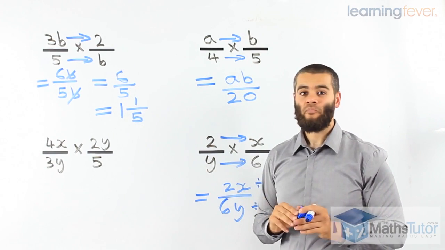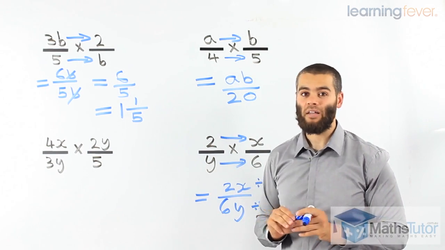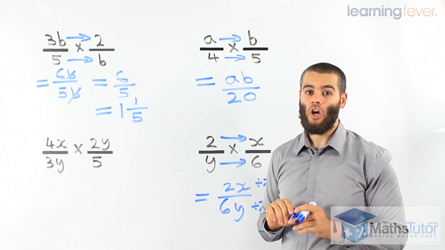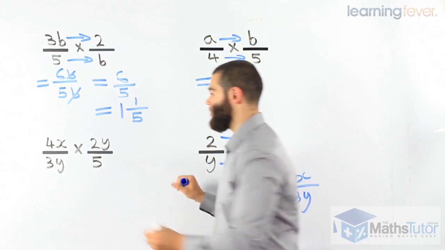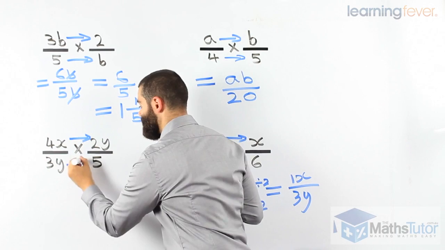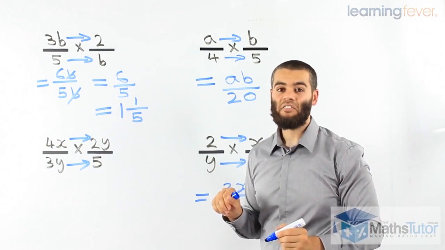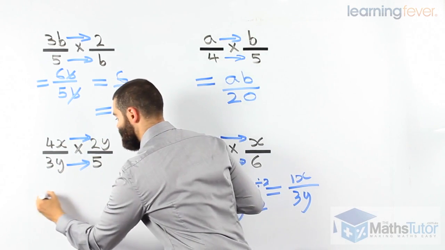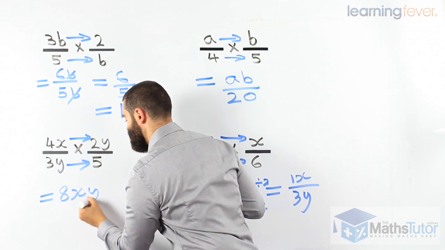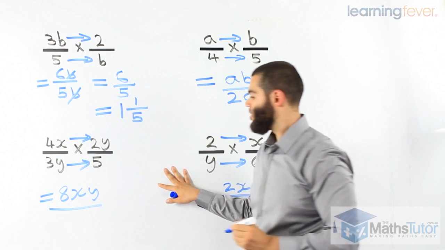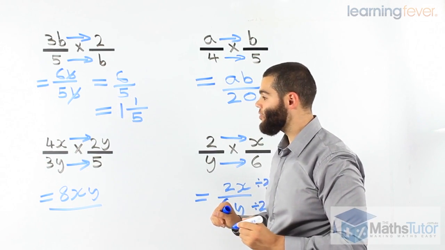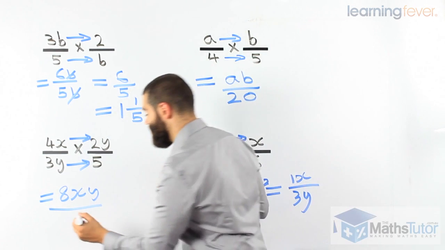Last one, 4x over 3y times 2y over 5. Come on, you can do this. Try to do it with me. Top times top and bottom times bottom. 4x times 2y. 4 times 2, 8, x, y. And 3y times 5. 3 times 5, 15.